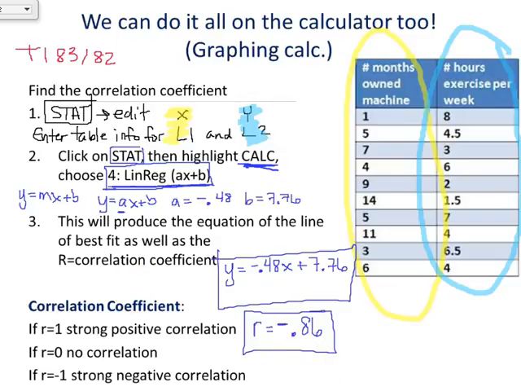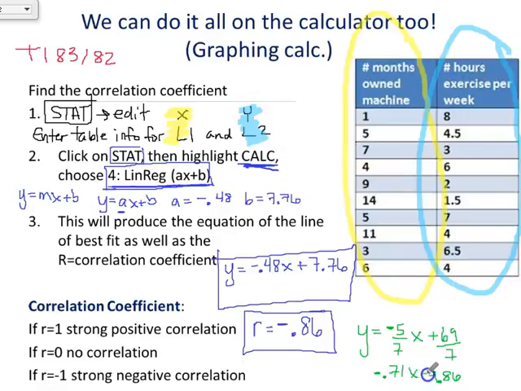I want to compare how close the calculator's line of best fit was to the one that we did by hand. So I'm going to put up the equation that we came up with by hand, in green. So let me put that down so that we can compare it. All right, so the line that we came up with when we did it by hand was y equals negative 5/7, which is the same thing as negative 0.71, x plus 69/7, which is the same thing as 9.86. So these are the same line, I just divided out the fraction.